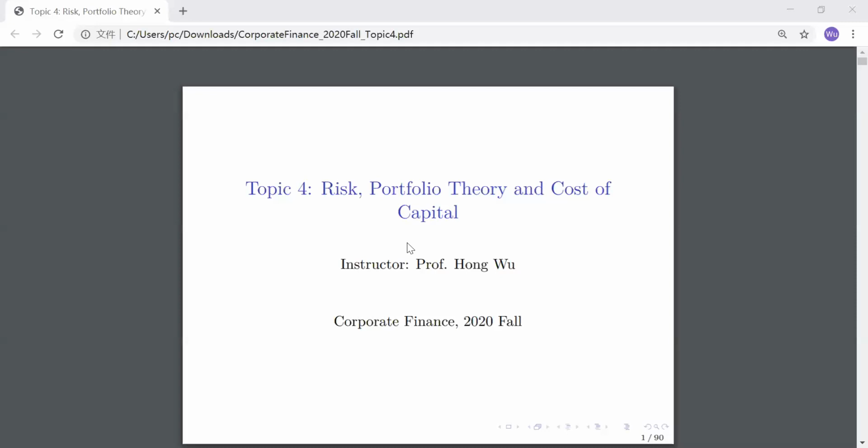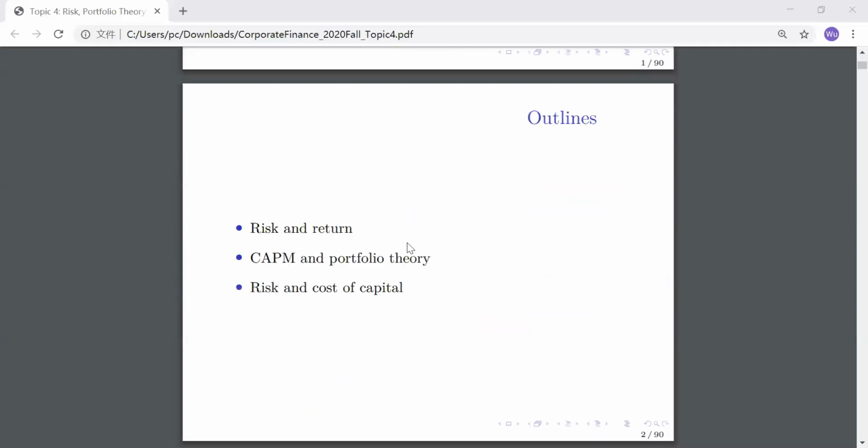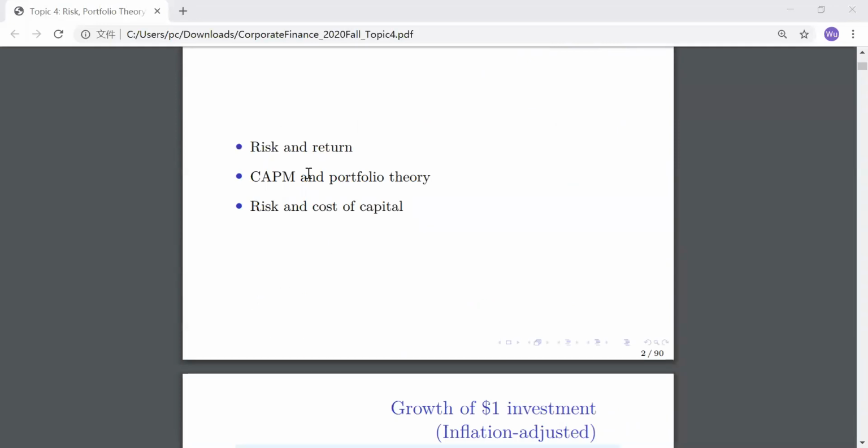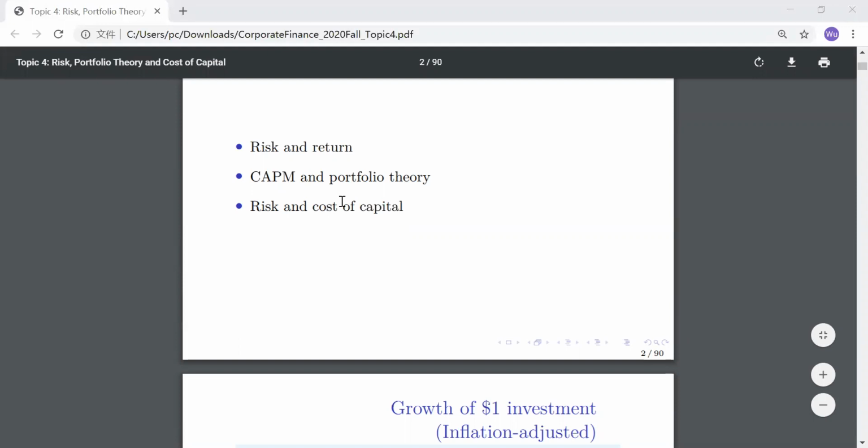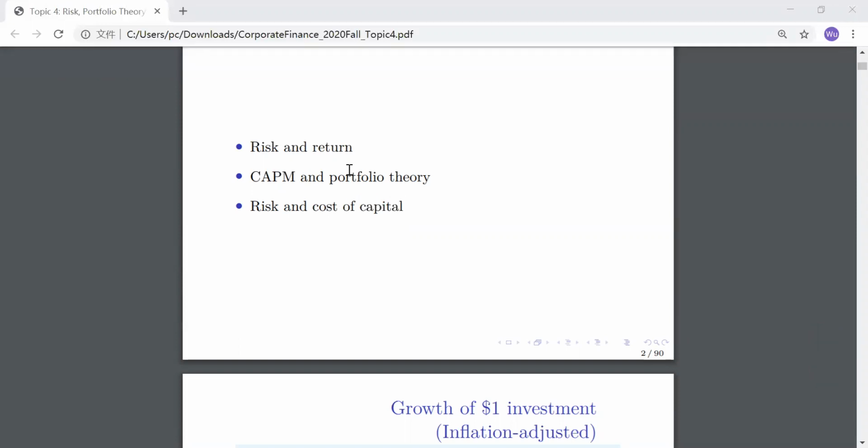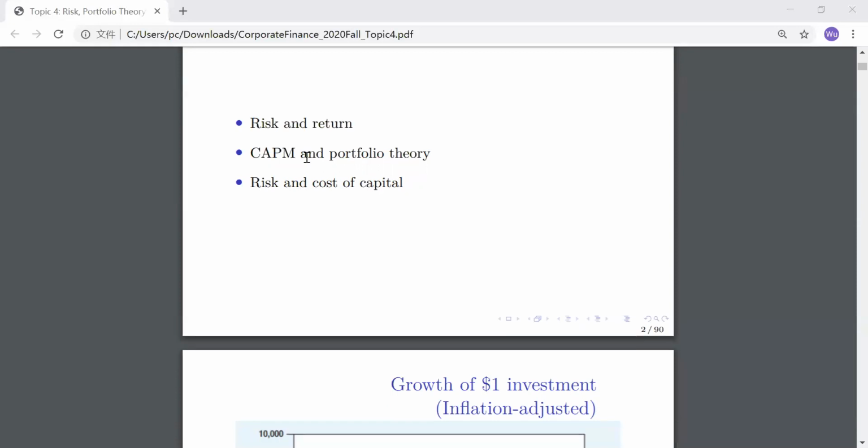That's why, if you look at the book, this topic actually covers 3 chapters, that is chapters 7, 8, and 9. And we're going to talk about 3 topics. One is risk and return, CAPM, and portfolio theory. The CAPM model is the key to deriving the cost of equity capital, right? And then finally, we're going to see how to use the cost of capital to value a project, and how to calculate the cost of capital given we have the cost of equity, cost of debt, etc.